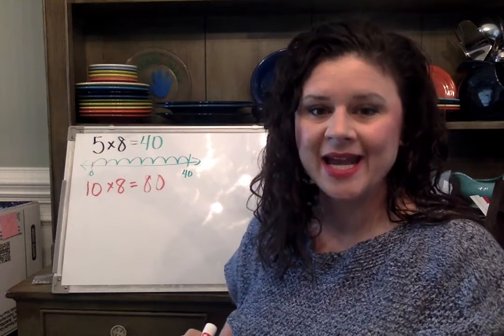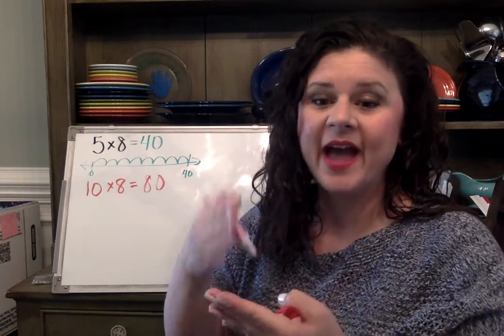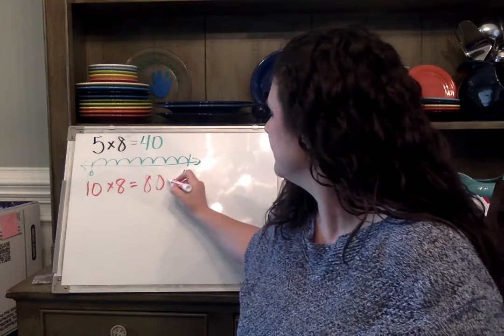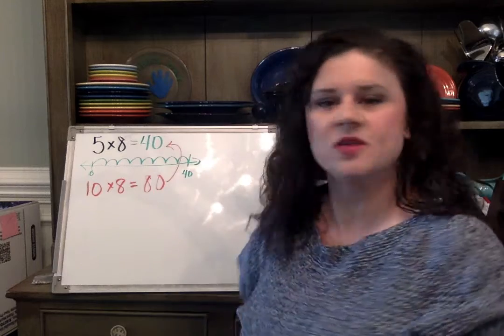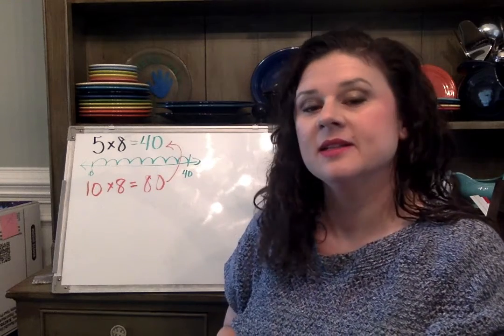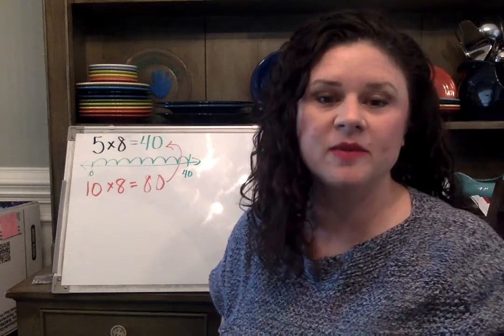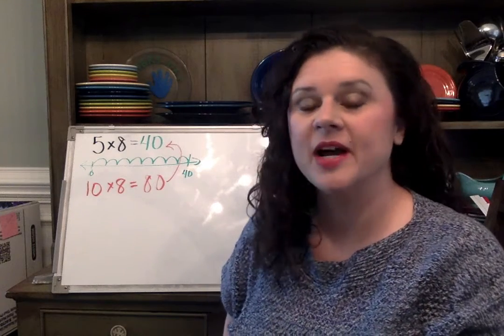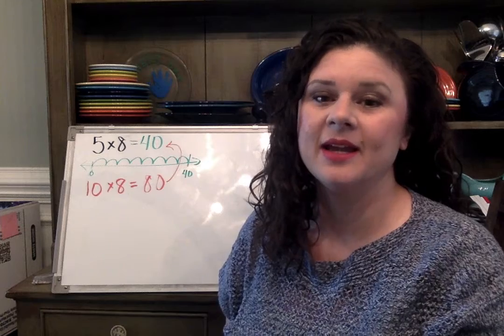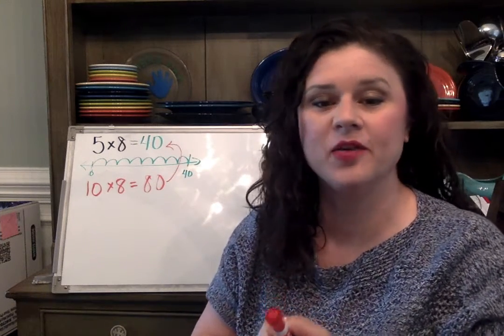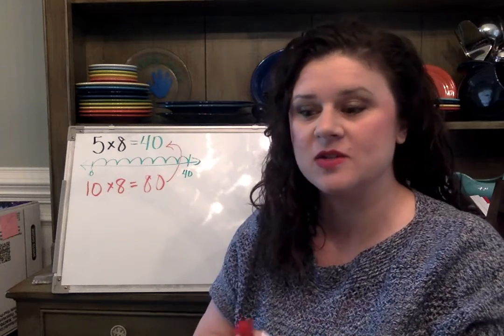Ten times 8 is 80. 5 is half of 10. So half of 80 would be, that's right, 40. Even though we're multiplying by 5, think back to that power of 10 or using 10, because 5 is always going to be half of 10. So you can always multiply that other number by 10 and then half the answer, okay?